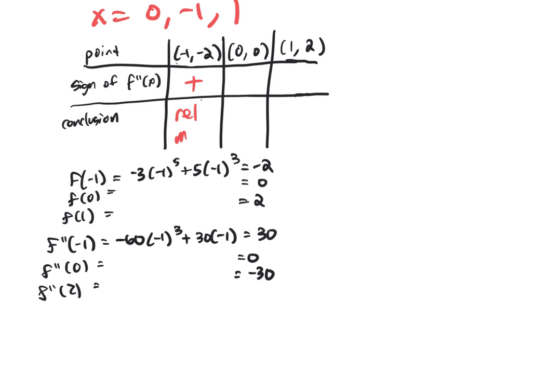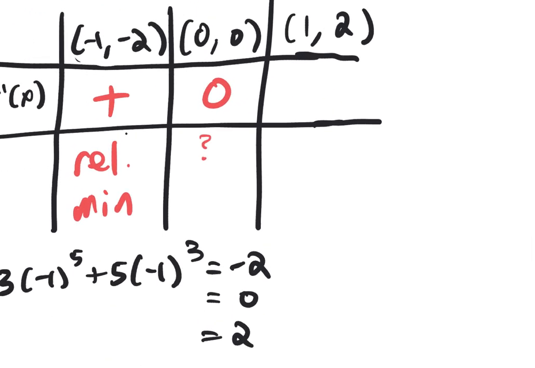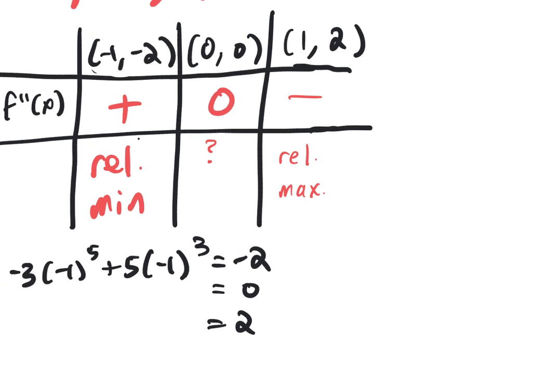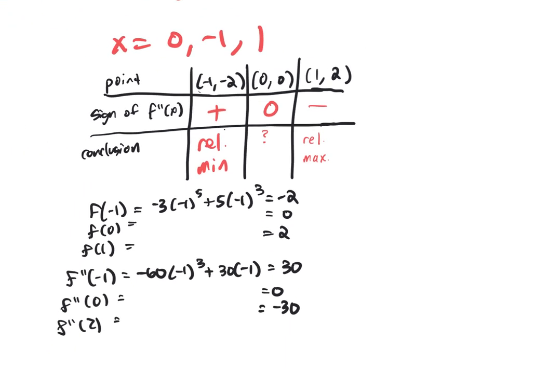Relative minimum. Here we got 0, which meant that really, I'm just going to kind of put a question mark here for now. And at 1, we got negative, which meant this was a relative maximum. Okay, so we know we have most of the information we need to answer the question. We just now have to figure out this problem where it is 0 because we don't know. So I'm going to have to go back to the first derivative test.